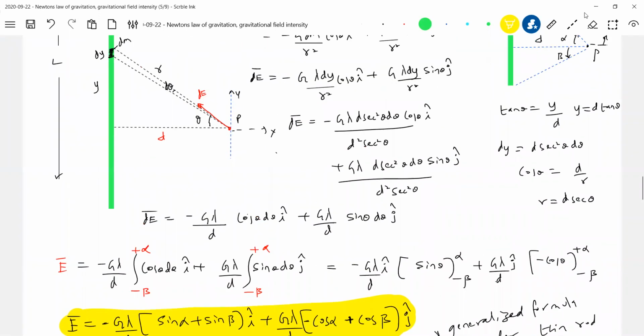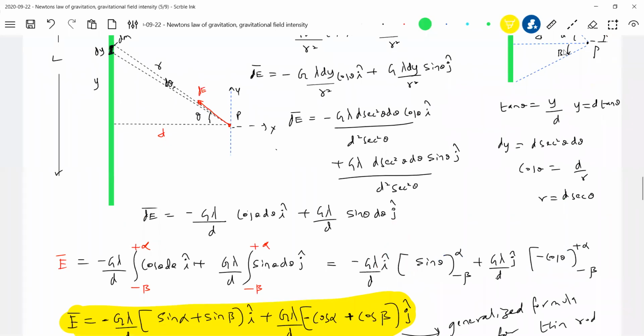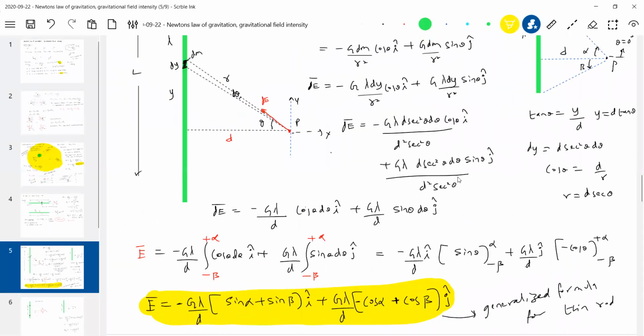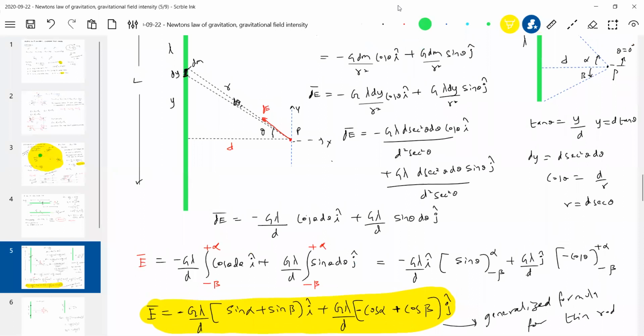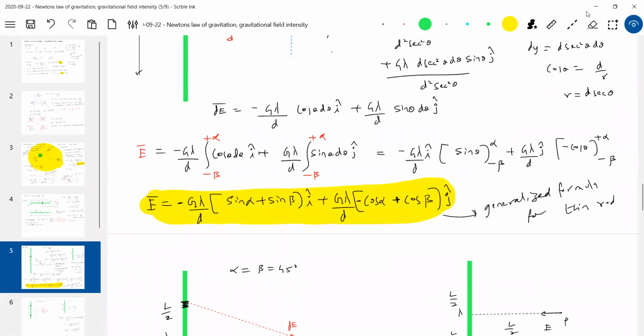How did we measure beta? I took alpha positive. I'll measure alpha like this. I took this positive. I measured beta opposite to alpha. That's why I took negative, and all the negative of negative I substituted here, like this. Means now in all the numericals there is a convention.